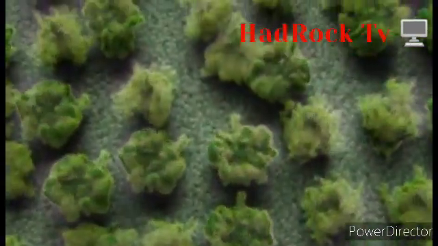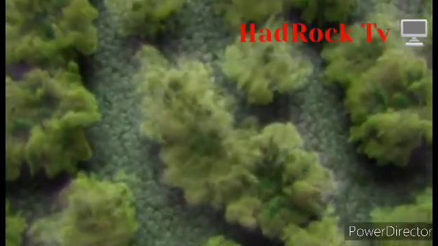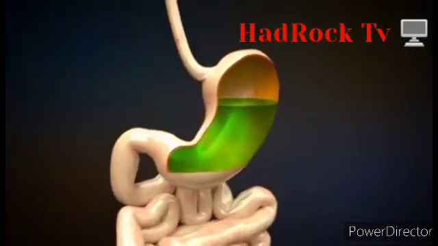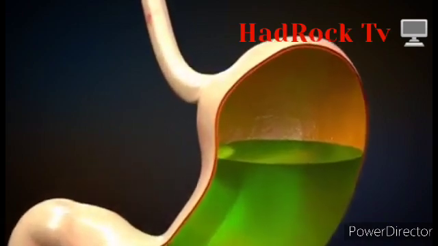Gastric acid is produced by simply smelling or seeing food, but also spices, and the stretching of the stomach causes the secretion, that is, the release of gastric acid. About 1 to 2 liters of gastric juice are produced per day.